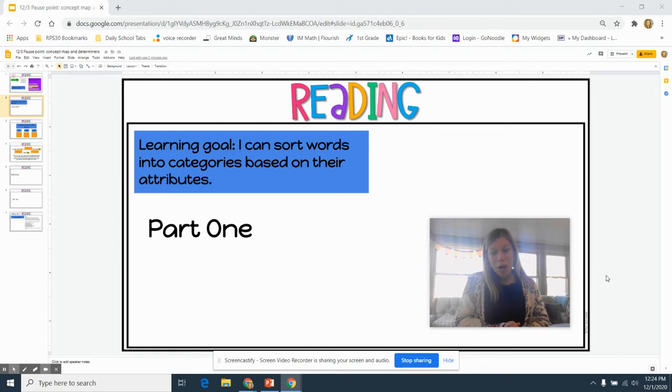So our lesson is divided into two main parts. Our first part is here. You will see the learning goal. It says, I can sort words into categories. That means groups based on their attributes. We could also say that attribute is another word for feature. Just like the seahorses have unique features or body parts, we're going to sort words based on their features or what is special about them.